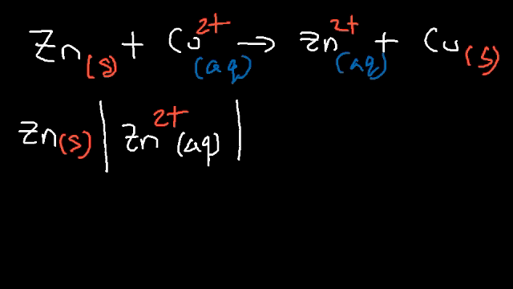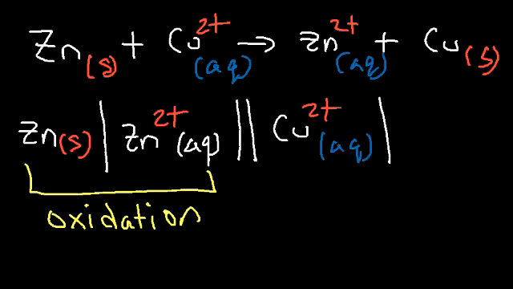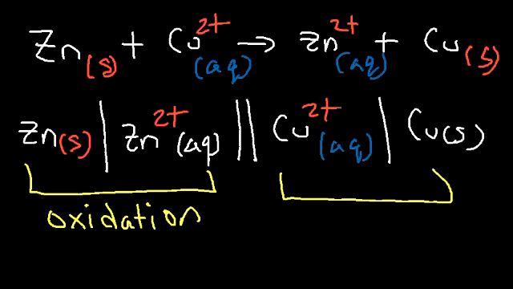And then we're going to have a double line for the salt bridge. As you can see, the first half of the cell notation represents the oxidation part of the reaction. The second half is for the reduction. So we're going to start with copper 2 plus, which is also in the aqueous phase. And we're going to separate the aqueous phase from the solid phase. And so the second part of the cell notation represents reduction. So that's one way in which you can write the cell notation for a reaction.